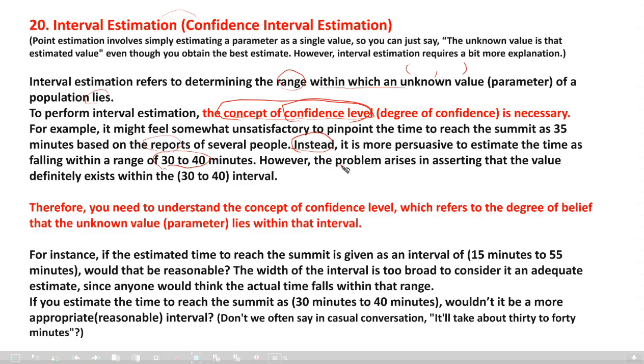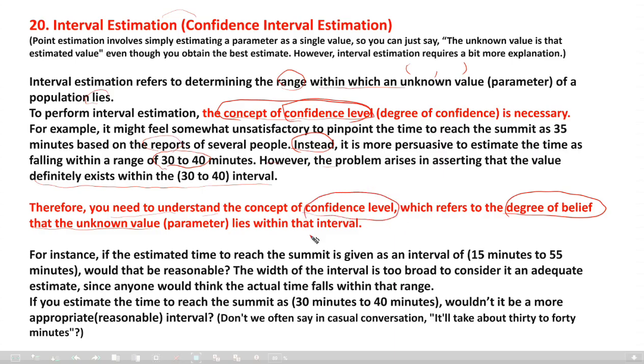Okay, the problem arises in asserting that the value definitely exists within the 30 to 40 interval, right? There is no 100% result. Therefore, we need to understand the concept of confidence level, which refers to the degree of belief that the unknown parameter lies within that interval. You understand this confidence level?